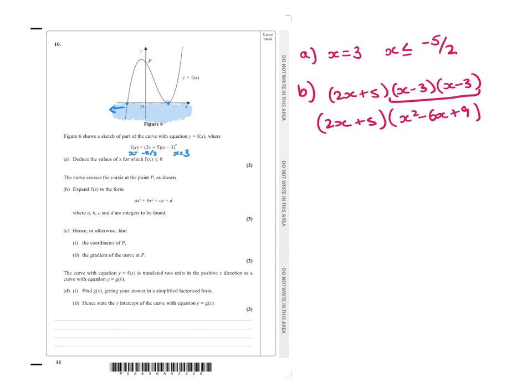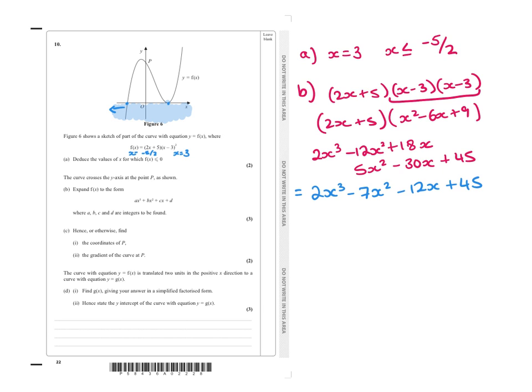I'm going to multiply everything by 2x. So 2x cubed minus 12x plus 18x. Sorry, that's a squared. Now multiply everything by 5. 5x squared minus 30x plus 45. I'm now going to make sure that I simplify this. So I'm going to have 2x cubed minus 7x squared minus 12x plus 45. And there we go, we have it in that form.